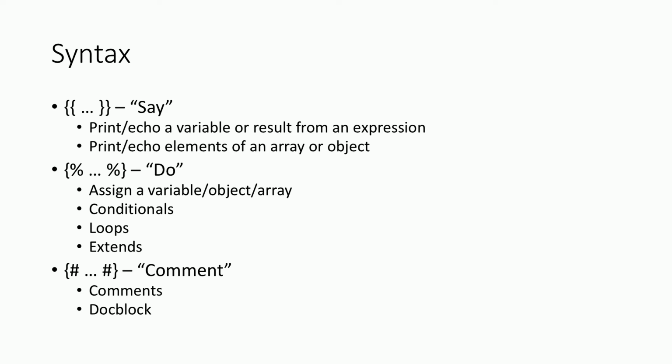We have the curly bracket percent, that's the do something syntax. We can assign a variable, and we're going to use that with set. We can do conditionals as an if or something else. We're going to do a for loop. We can do an extends. And then the last one is how you comment something, with the curly brace and then the hashtag.